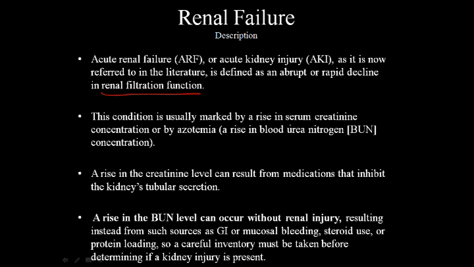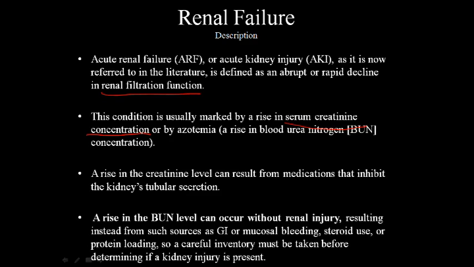This condition is usually marked by a rise in serum creatinine levels, or by azotemia, a rise in blood urea nitrogen concentration. Typically, a lot of people favor the serum creatinine levels over the BUN, because they say that BUN has a tendency to be affected by dehydration more so than creatinine. But it's also said that GFR is the best form that you can actually take to measure acute renal failure.